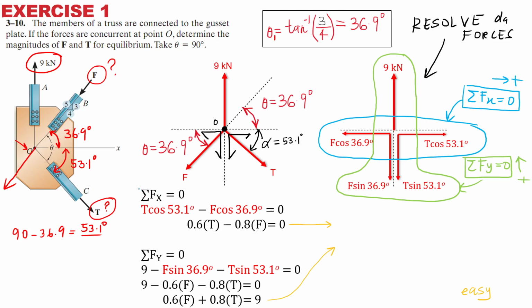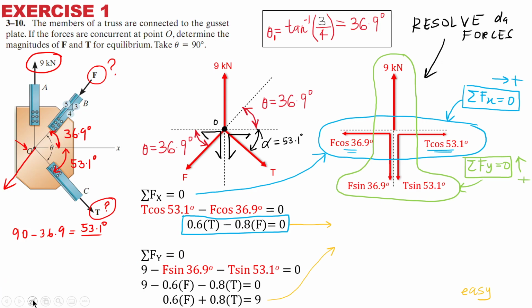So you are going to be solving this one first. Summation Fx is equal to 0, which is this one, right? So it has T cos 53.1. This one sits on the right side, right? Minus F cos 36.9. This F sits on the left side, so that's why it becomes negative, equal 0. This one simplified. Once you have simplified, you're going to get the first equation.